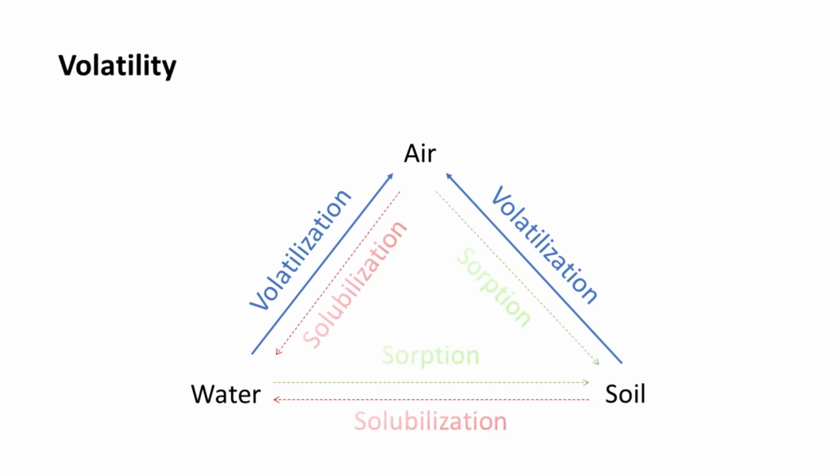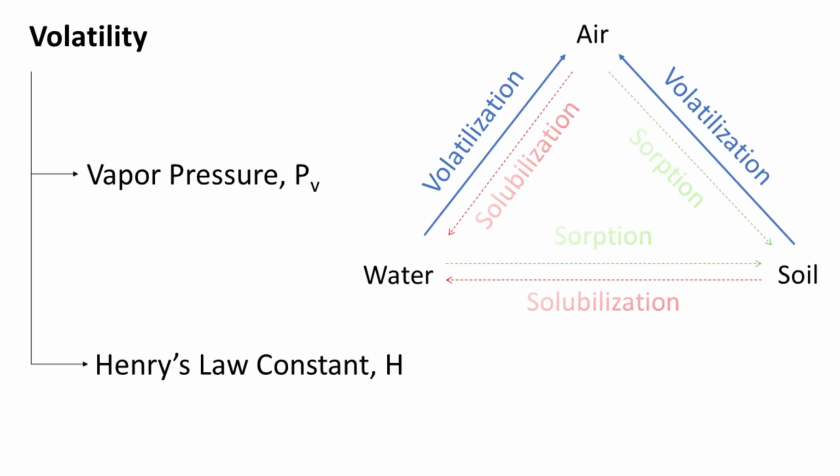Among different properties of any contaminant, volatility indicates the likelihood for this contaminant to form vapors, thus transporting from soil to air, or from water to air. To compare the volatility of contaminants, 2 parameters are often cited. The first parameter is vapor pressure.